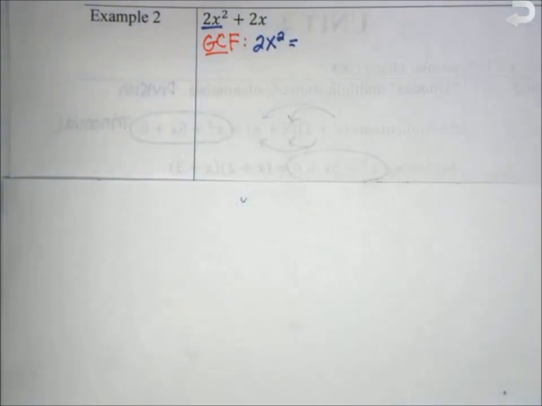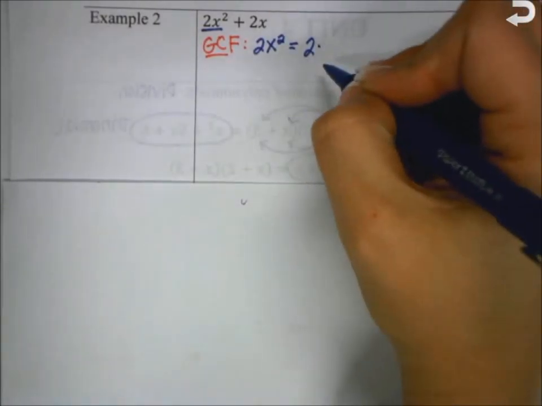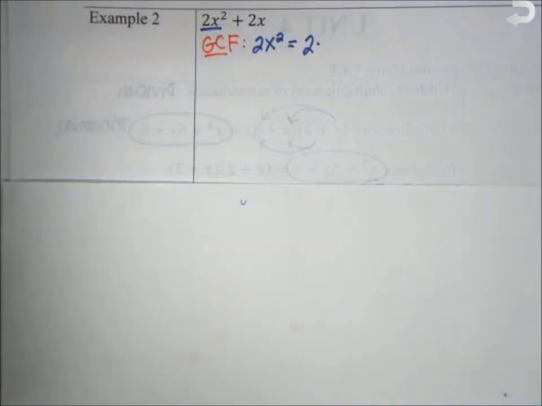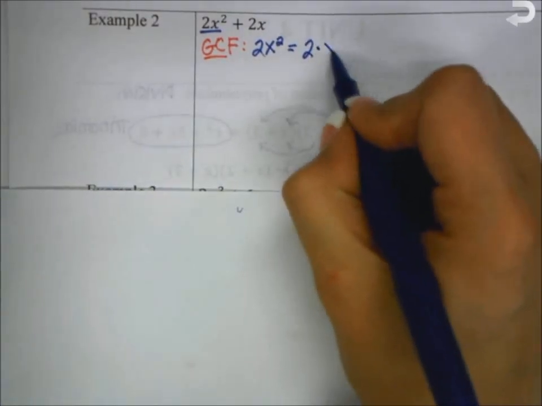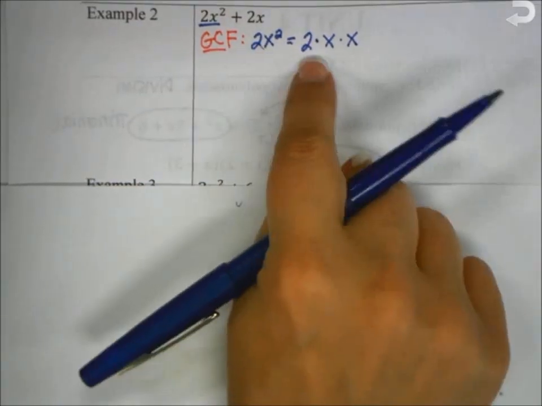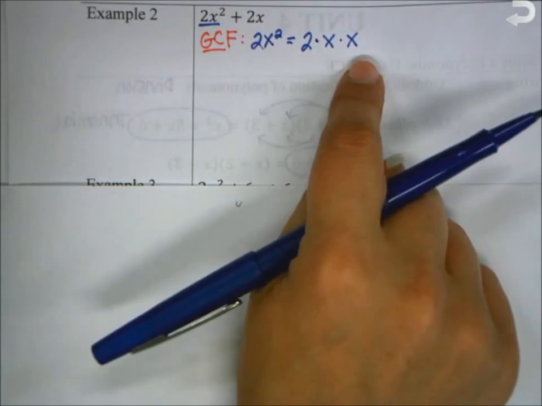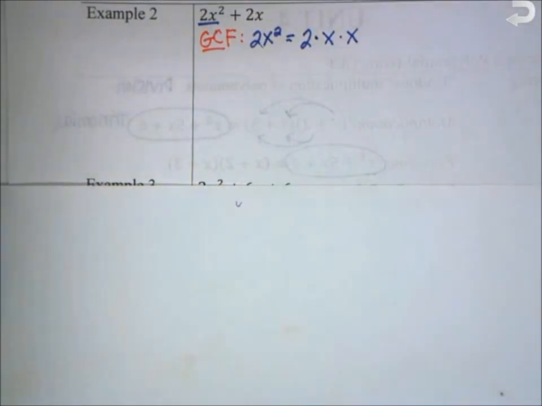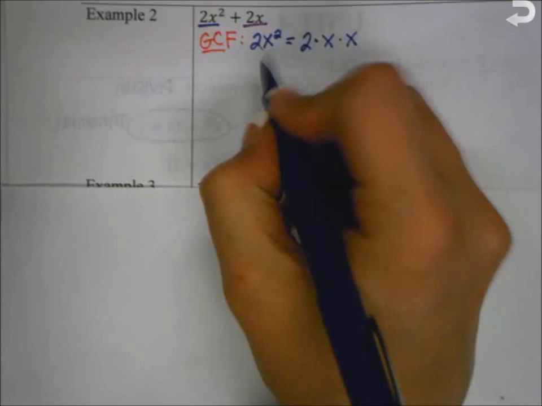Bobby. 2x times 2. No. Not quite. The squared is attached to the x, right? 2 times x times x. Exactly. So all we did was expand it out so that it's written as prime factors only. So what about 2x? What would 2x expand to? 2 times x. Good. So 2x equals 2 times x.